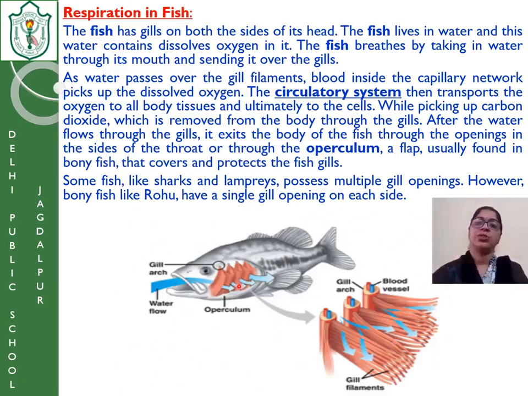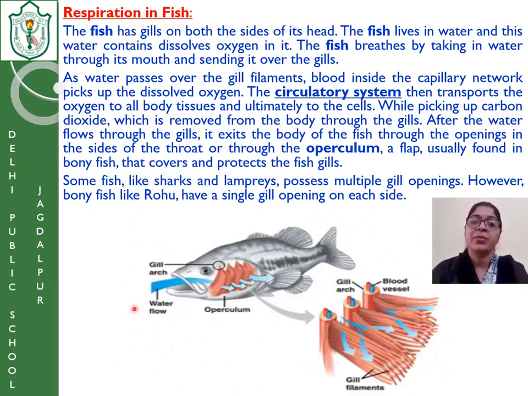Now, one more thing you should know: the gills are covered with a gill cover that is called the operculum. This is the word operculum. Some amount of oxygen is dissolved in the water, so the fishes get the oxygen which is dissolved in the water. So how does it get it?